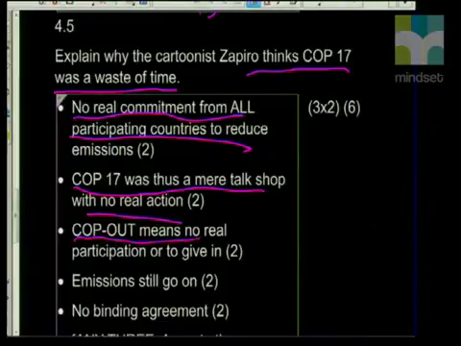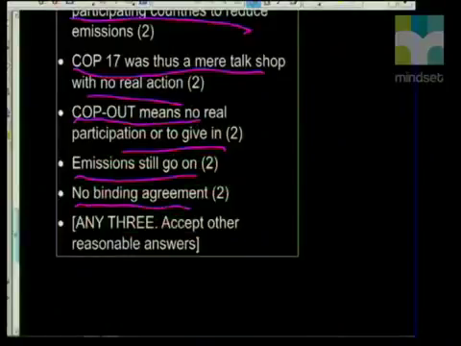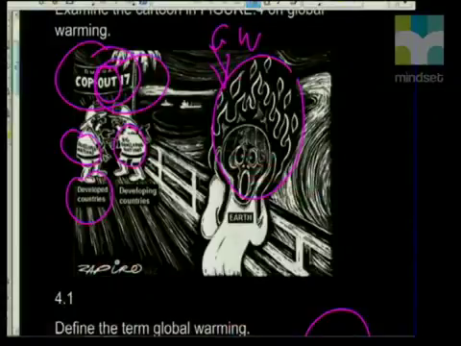Cop out means no real participation. Emissions still go on because the earth is continuing to burn. You're not going outside the cartoon. You're interpreting the cartoon and giving it here. No binding agreement. Those guys are still fighting. So all this you know. All you do is look at the cartoon and see if it's relevant there. You know the information. You studied it. See if I can fit it in. Don't just take things that you've learned that don't fit into the cartoon. Some people don't look at the resource. They just write the answers.